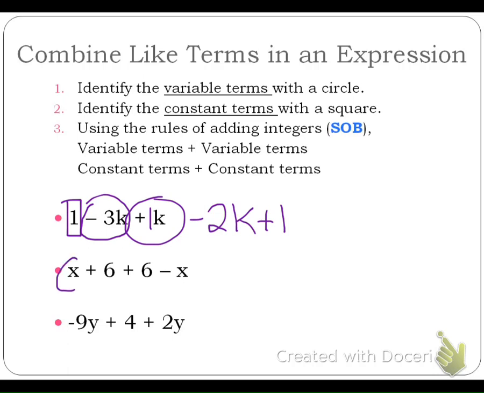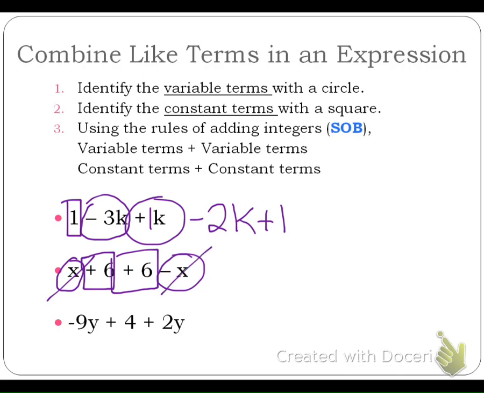X is a variable term. Positive 6 is a constant. And negative x is a variable term. Alright, we first start by combining your variable terms. We have a x and a negative x. What do we know if something's the same but has opposite signs? What do we call that? A zero pair. So they cancel out.